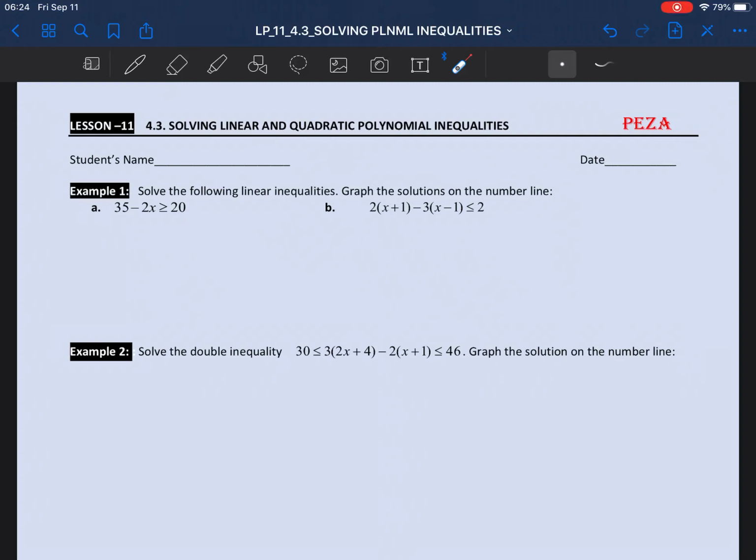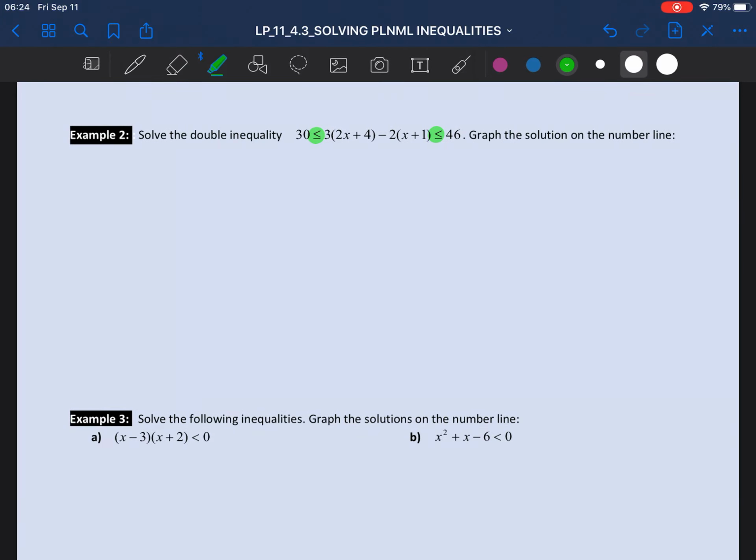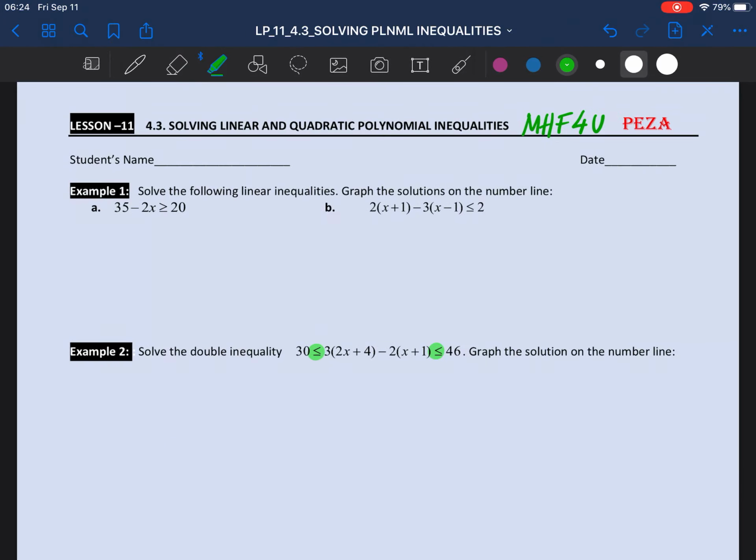Hello and welcome. In this video, we'll talk about solving linear and quadratic inequalities, which are basically the first and second degree polynomial inequalities. This lesson's been prepared for students who are taking the Grade 12 Advanced Functions course, MHF4U. We're going to take a look at a couple of examples of linear inequalities, an example of a double linear inequality, and two examples of a quadratic inequality.